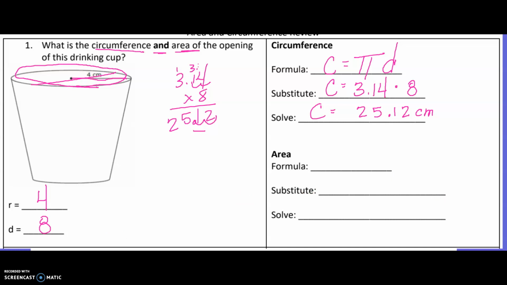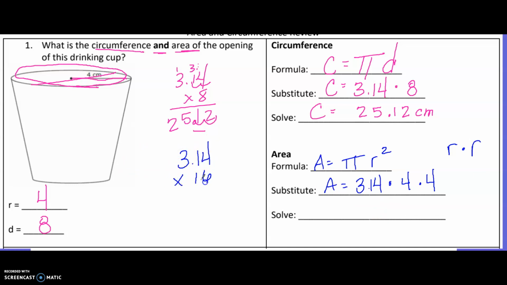If we're going to do area, the formula for area is different. A equals pi r squared. R squared means r times r. So to substitute, again, pi is 3.14 times radius is 4, so 4 times 4. 4 times 4 is 16, so we are multiplying pi by 16.